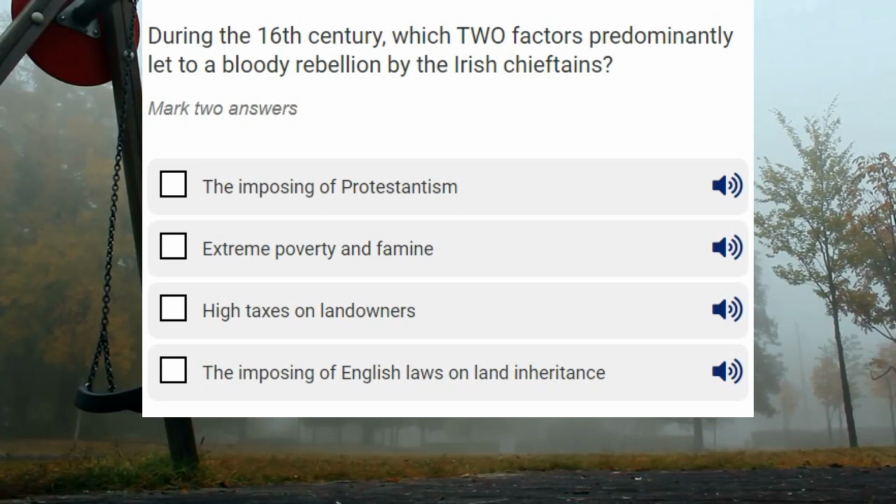During the 16th century, which two factors predominantly led to a bloody rebellion by the Irish chieftains? The imposing of Protestantism. Extreme poverty and famine. High taxes on landowners. The imposing of English laws on land inheritance. Correct answers: the imposing of English laws on land inheritance and the imposing of Protestantism.